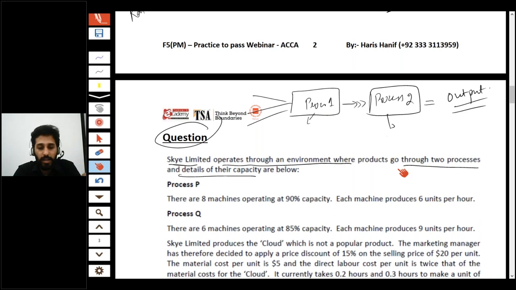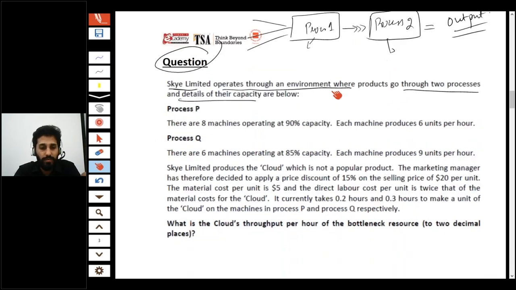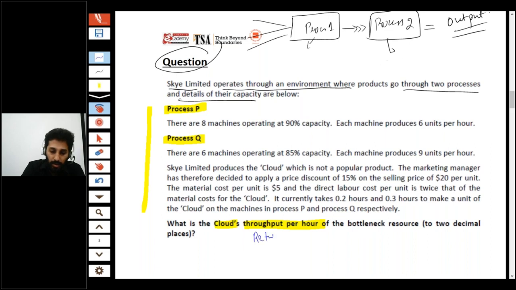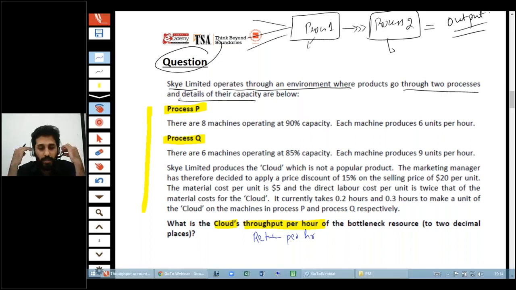So this product passes through two different processes, that is process P and process Q. Please read this. What is the throughput per hour? Now they are trying to say throughput per hour, that means return per hour. All right, so please read this question very thoroughly and I will be solving it quickly. Hurry up, read this question.